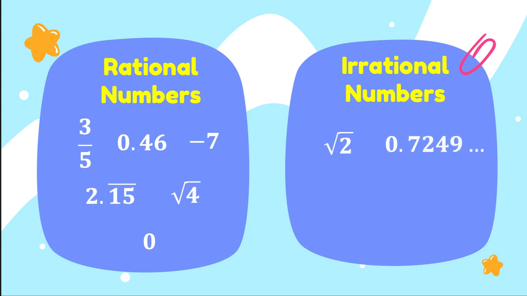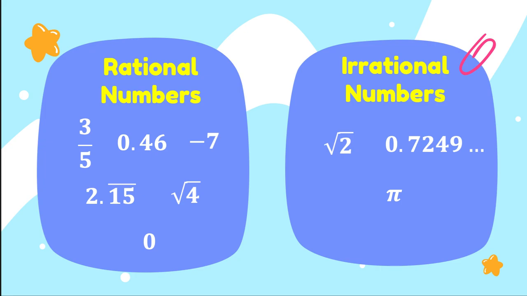What else? For example, 0.7249 and so on. This kind of decimal cannot be written in fractional form. And lastly, pi, because pi is a non-terminating and non-repeating decimal. So again, if you cannot write your answer in fractional form, that number is considered an irrational number.